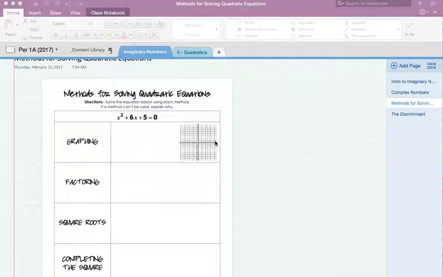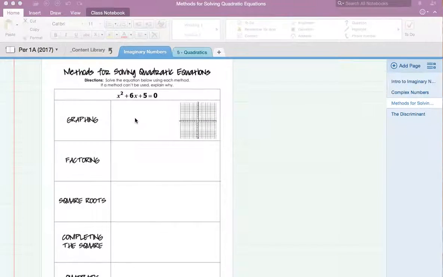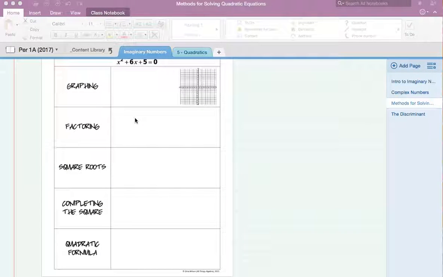Okay, we're going to start with these notes, which is the yellow ones called Methods for Solving Quadratic Equations. This is a review on all the ways we can solve a quadratic. There are 5 ways. We can graph it, factor it, solve it by square roots, complete the square, or use the quadratic formula. So we're going to need to know or remember how to do all 5 of these.